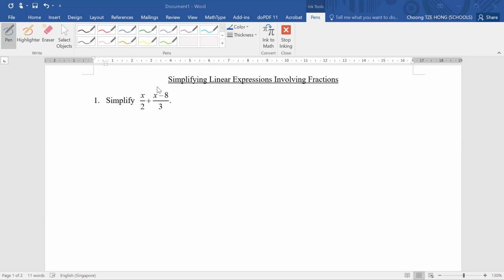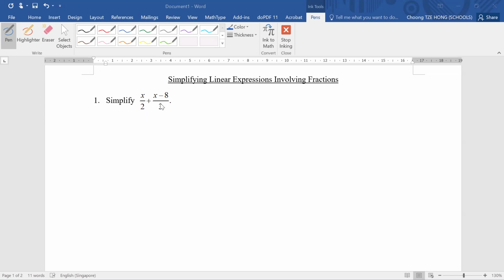So basically when the question asks you to simplify a linear expression involving fractions, what they want you to do is to combine these two fractions. So we have two fractions here, x over 2 and x minus 8 over 3. They want you to add them together and combine them as one single fraction.